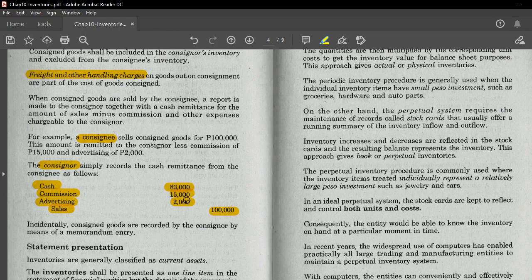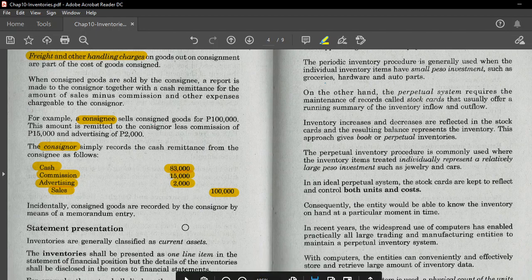On the other hand, the journal entry of the consignee isn't included here, but let's discuss it so you can see the mirror effect. The consignee, on the other hand, will record commission: cash, 15,000, and commission income, 15,000. Commission income is other income. You can't include it as sales, because it's not your product. Sales are only for your own product. So this time, it's just commission income. So debit cash, 15,000, and credit commission income, 15,000. That's the consignee's entry.